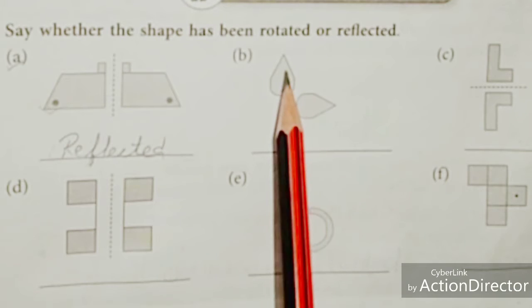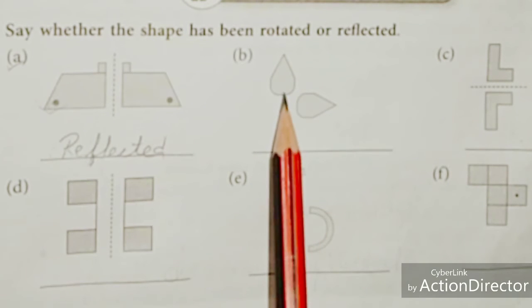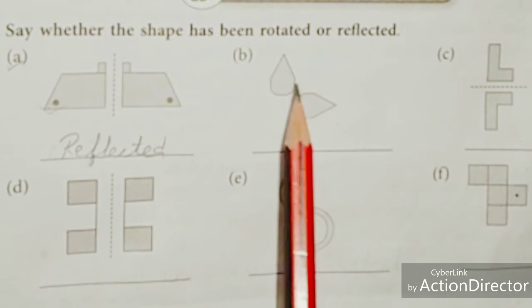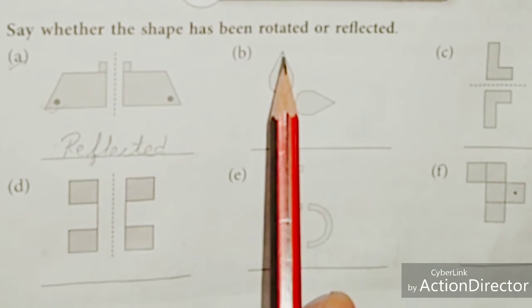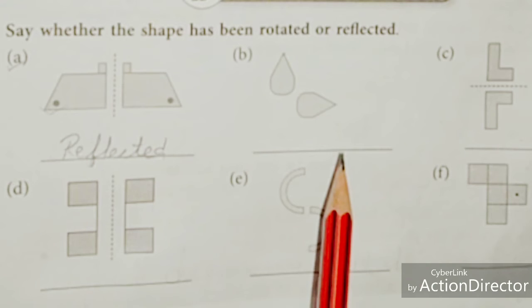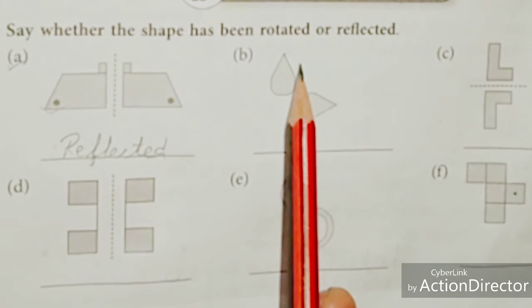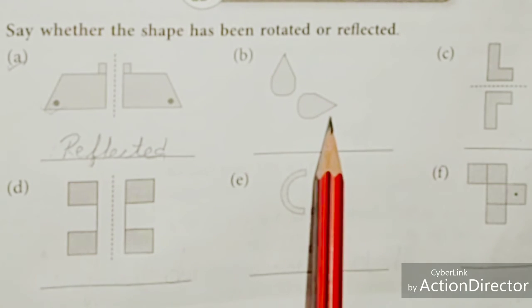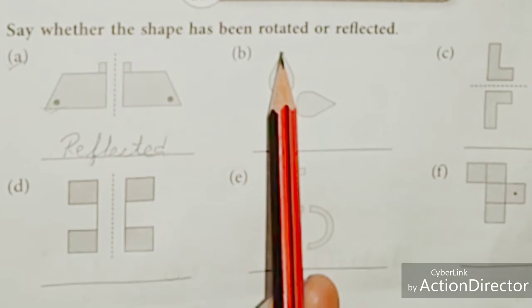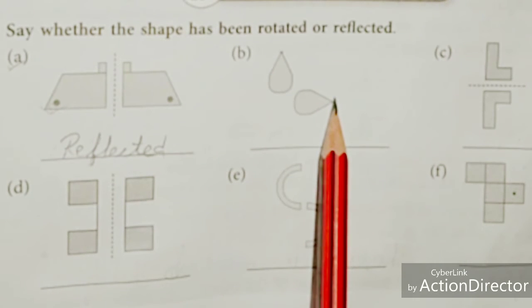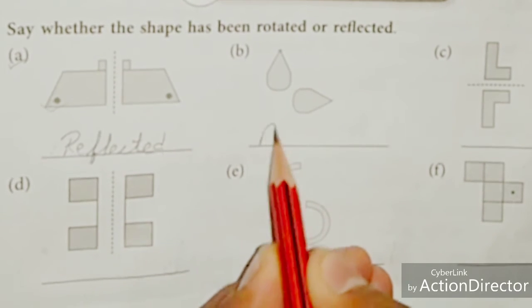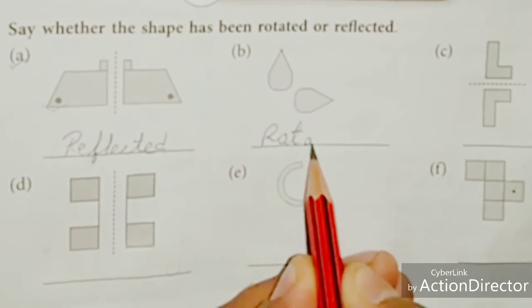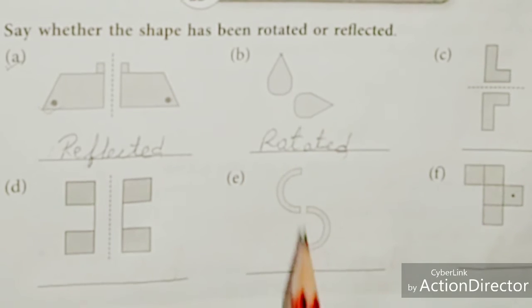Now here we also have two images. The point in the image is here, but when it moves in the clockwise direction, it shifts from here to here. So it's a part of rotation. So we say that the shape is rotated.